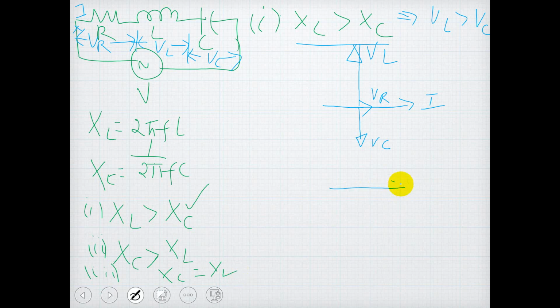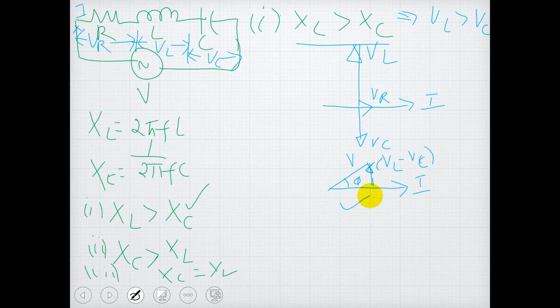So when you have the two vectors in opposite direction, again we have VL minus VC here. So the phasor completes here, and this is phi and this is V. Correct. So this will be the final phasor diagram. So this is your VL minus VC.